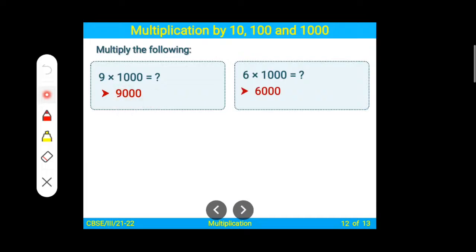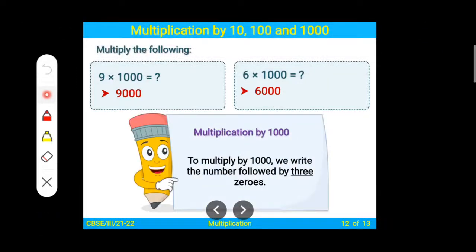Like in 10, what we are doing is putting a 1 0 after a number. In 100 there are two zeros, so after a number we put two zeros. But in 1000 there are three zeros, so after a number you have to write down three zeros. So what you have to remember is that whenever you multiply by 1000, you have to write the number followed by three zeros.